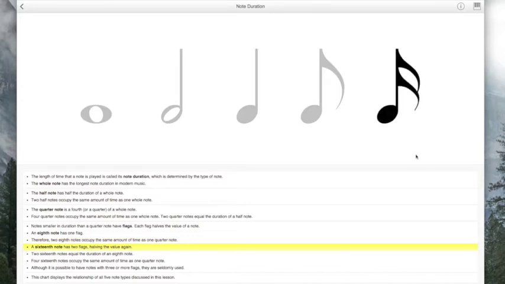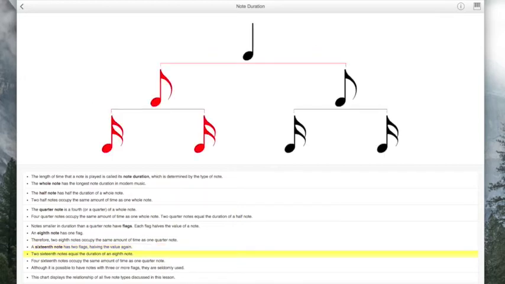And a 16th note is the farthest one that we have over to the right, and it has 2 flags, and the 2 flags have the value again. So 2 16th notes equal the duration of an eighth note. We see that over here. So that's one step even further. 4 16th notes occupy the same amount of time as a quarter note.